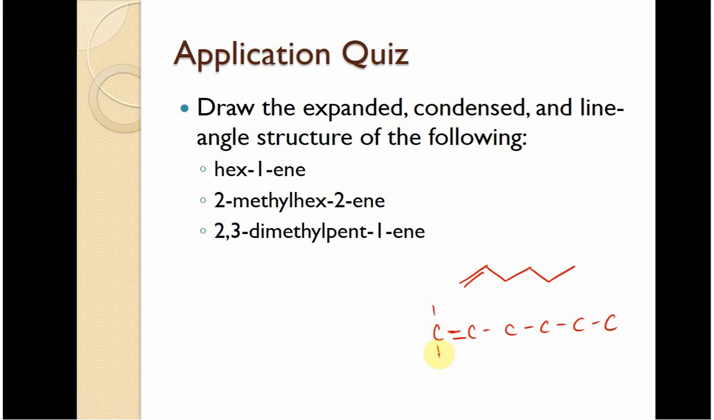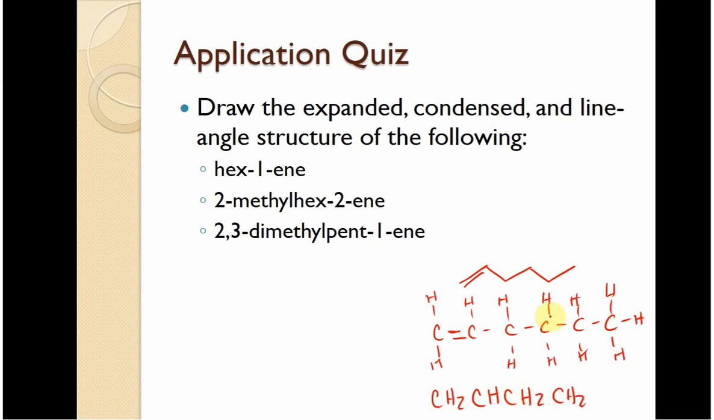This carbon has 2 bonds, 3, 4. Oops. 1, 2, 3, only needs one. Okay, so we could now draw this as the condensed CH2. Usually you don't have to specify. Sometimes you'll see it drawn, but you don't need to specify the double bond because it's the only way that could exist. CH2, CH2, CH2, and then this one is CH3.